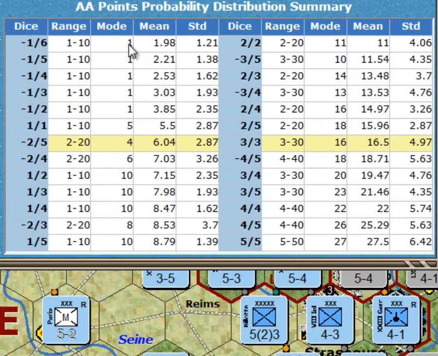Over here in the lower right is a translation of what these actually will result in. A -1, 3 has a range of from 1 to 10. Its mode, most likely, is a 1, and the mean is 3, with a standard deviation of 1.93 for those of you who are really interested in numbers.